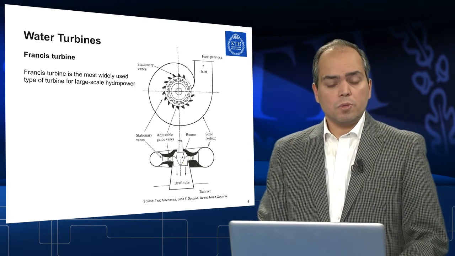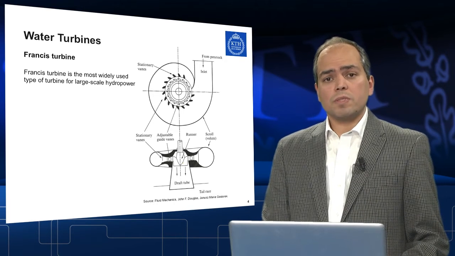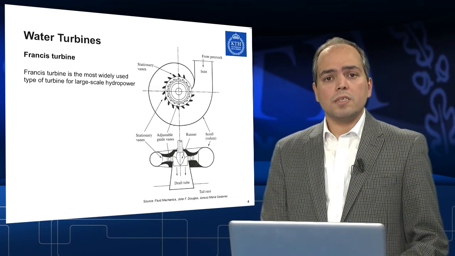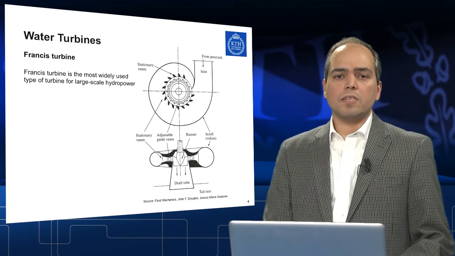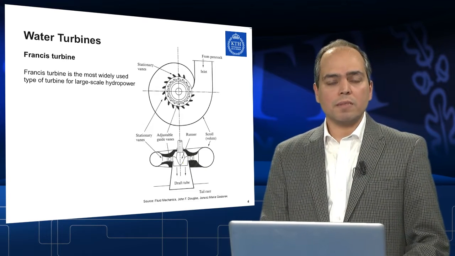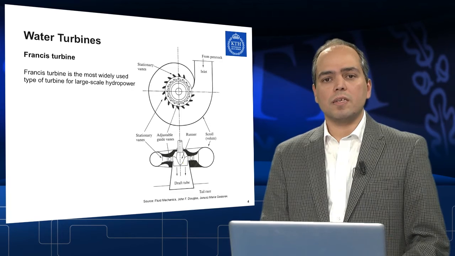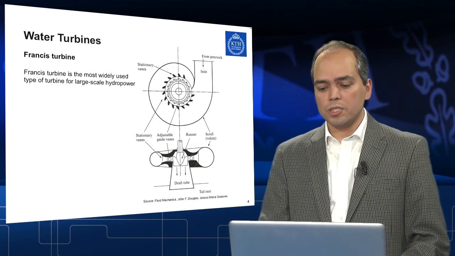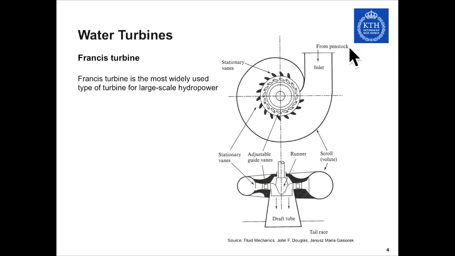We start with the Francis turbine, which is the most widely used turbine for large scale power plants, and they cover a very large band of flows and head for electricity production. So we start with an explanation here. Water comes from a penstock on the inlet side. It rotates in the volute, and then it goes to the stationary vanes, and then we have these adjustable guide vanes, and water goes toward the runner itself.